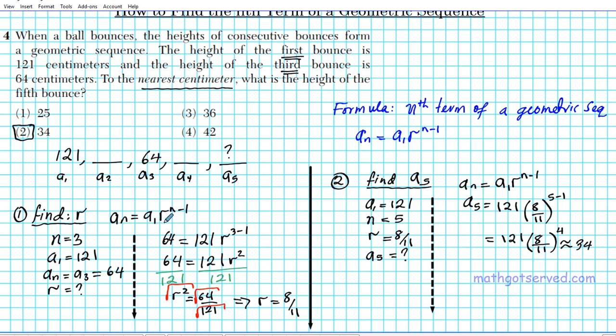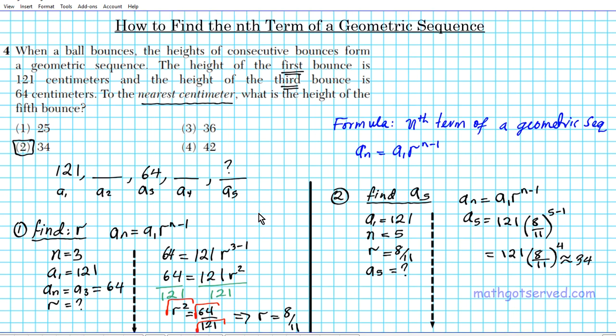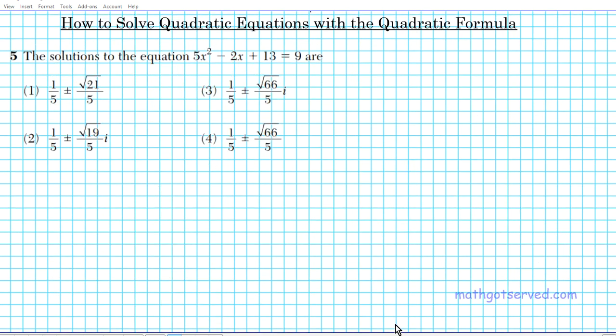So this is basically how you use the nth term formula of a geometric sequence to find the common ratio, and then use that common ratio on the first term to generate another term of the sequence. All right, let's take a look at question number 5.